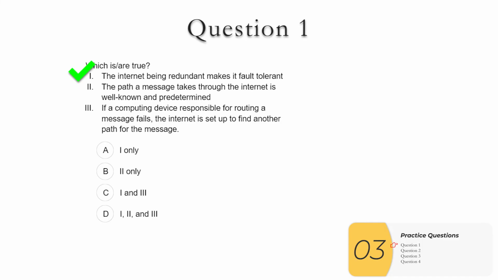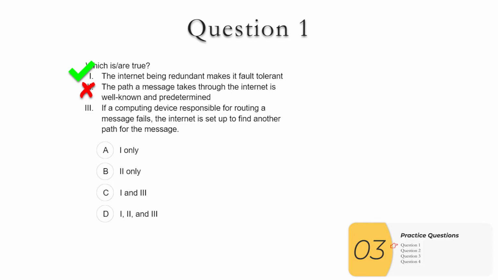Two, the path a message takes through the internet is well known and predetermined. You just did this lab. You know that this is not true. The path is going to depend on a lot of things: congestion, hardware being down, very much like air traffic or plane traffic. You can think of them kind of together or being related in how they work. So anyway, this is not true. Two is not true.